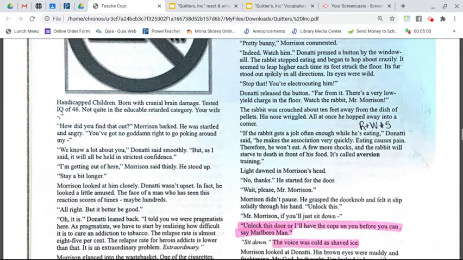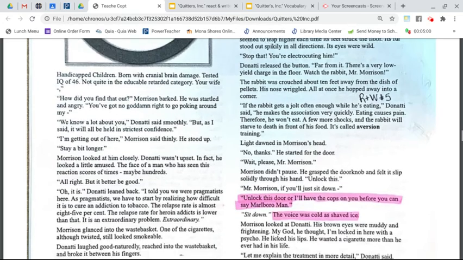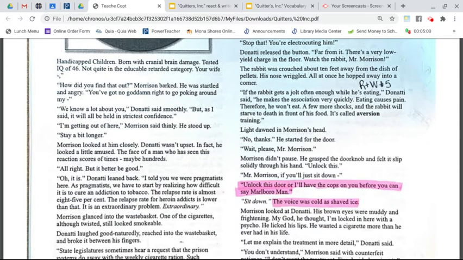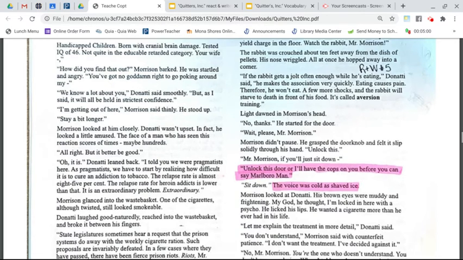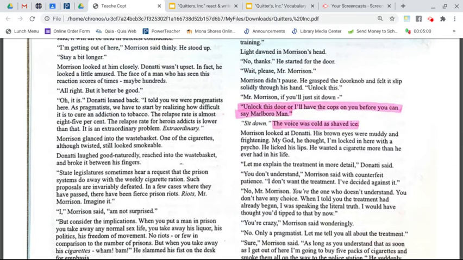Light dawned in Morrison's head. No thanks. He started for the door. Wait, please, Morrison. Morrison didn't pause. He grasped the doorknob and felt it slip solidly through his hand. Unlock this. Mr. Morrison, if you'll just sit down. Unlock this door or I'll have the cops on you before you can say Marble Man. Sit down. The voice was cold as shaved ice. Morrison looked at Donati. His brown eyes were muddy and frightening. My God, he thought, I'm locked in here with a psycho. He licked his lips. He wanted a cigarette more than he'd ever had in his life.